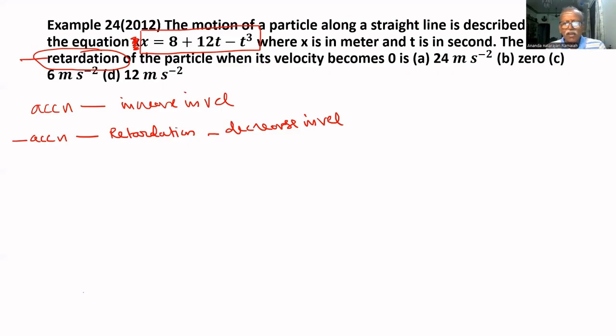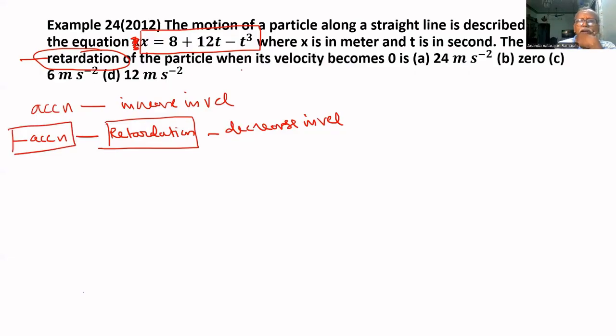Suppose we are traveling in a car. If we accelerate the car to increase speed, that means acceleration. Suppose we are moving at 60 kilometers per hour, and suddenly we have to stop, so we apply the brake. That is also negative acceleration or retardation. Applying the brake is retardation, a decrease in velocity. So velocity is not constant. That's why it is called negative acceleration or retardation.